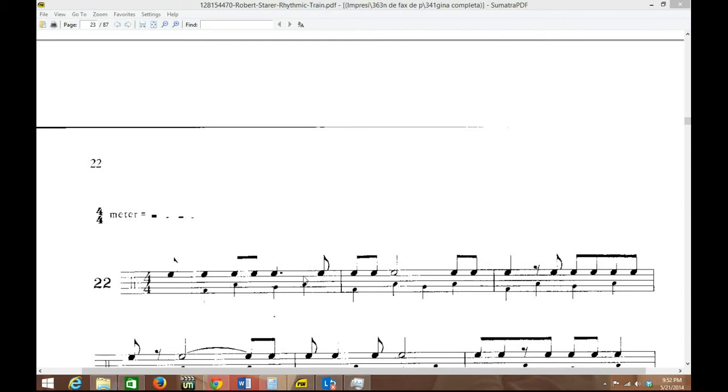Let's do that first. I'm going to do that first measure for you with the anacrusis. Steady quarter note pulse, and here we go. Ta, ta, ta, ta, ta, ta. That's the first measure with the eighth note pickup. Again, here it goes. Ta, ta, ta, ta, ta, ta, ta.